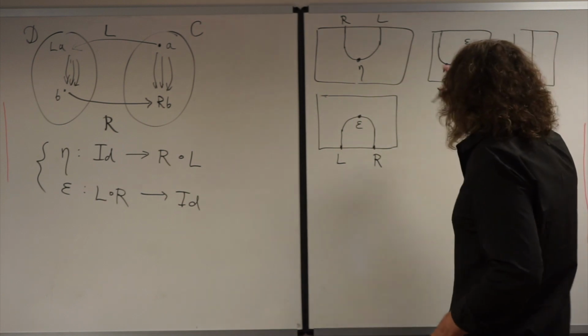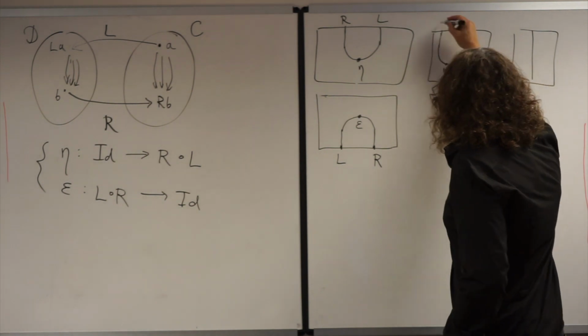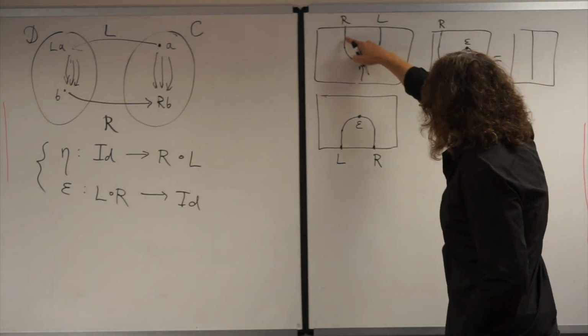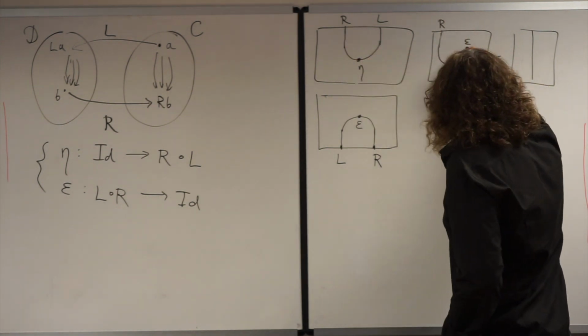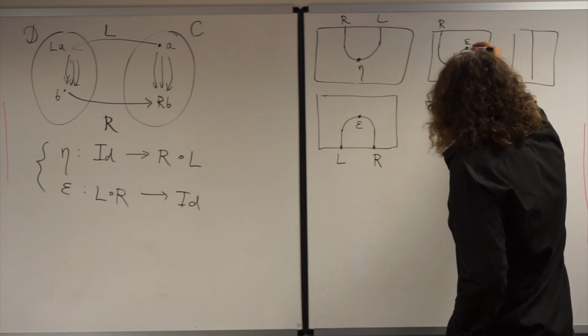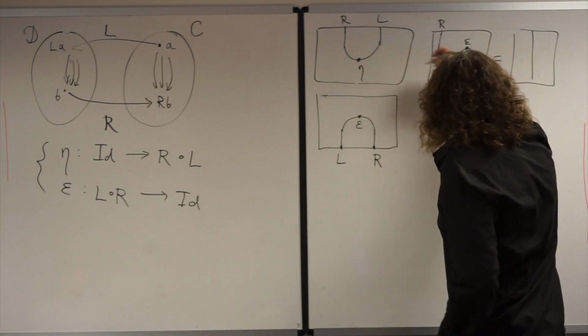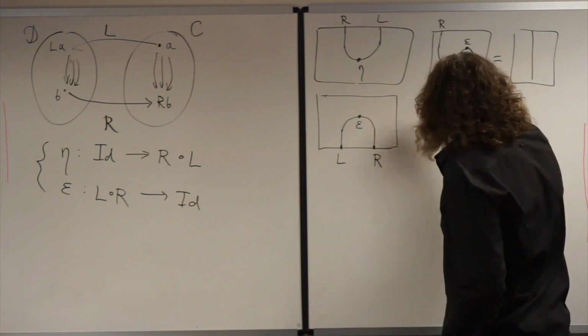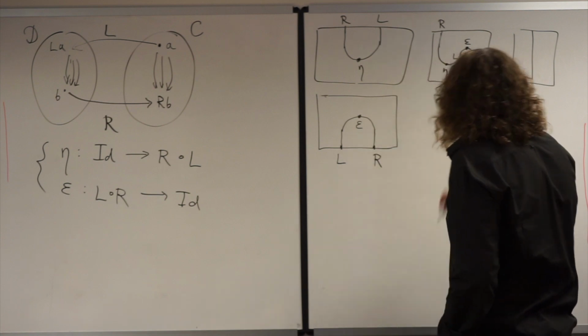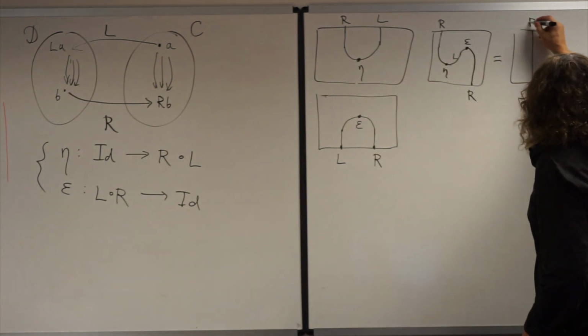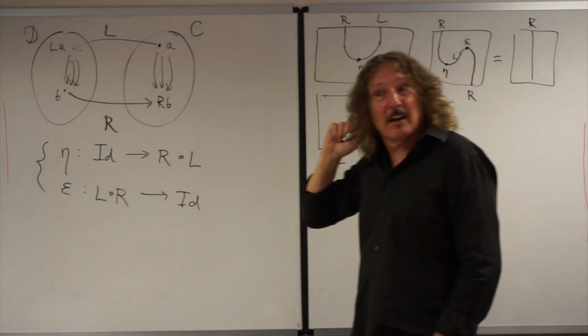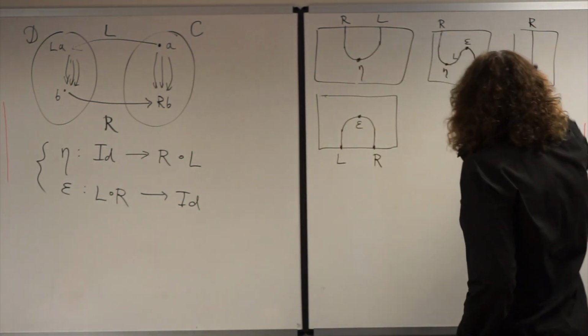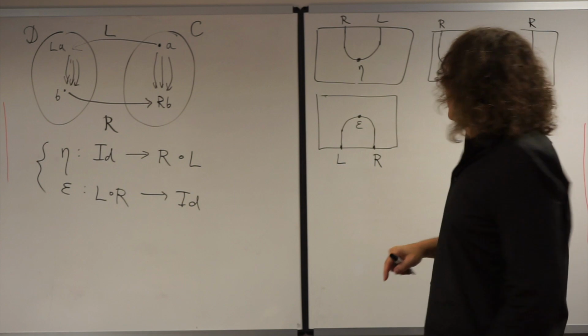Does it work? Well, let's see, because, you know, so this will be R, right? Goes through eta and becomes L. So this line here is L, right? But then epsilon turns L into R, and we end up in R. So this is actually an identity natural transformation on R, right?